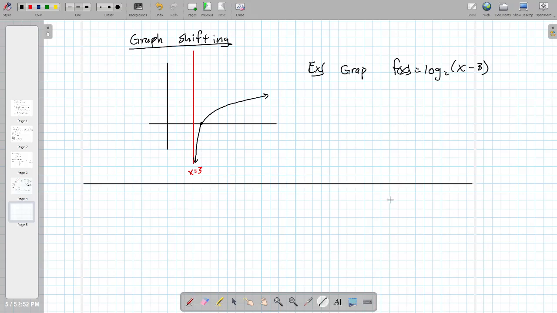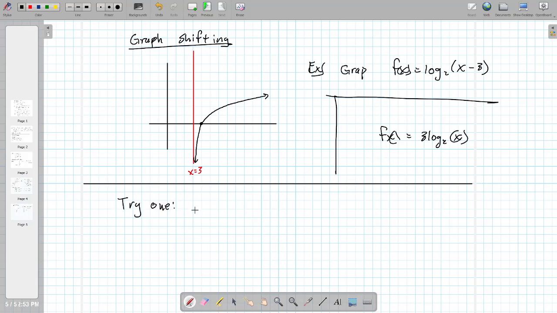All the other shifting and stretching techniques are the same as well. So for instance, f of x equaling 3 log base 2 of x will vertically stretch the graph by a factor of 3. Go ahead and try one. Graph the function f of x is equal to log base 3 of x plus 1, minus 2.